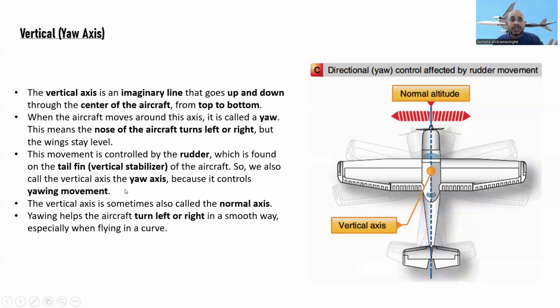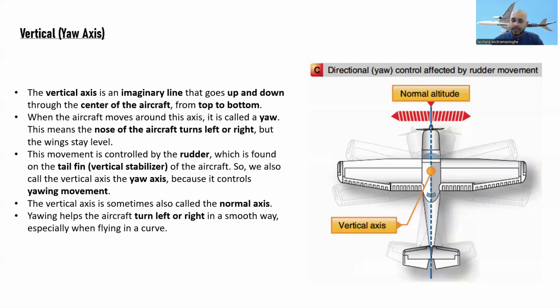We also call the vertical axis the yaw axis because it controls yawing movement. Remember, the vertical axis is sometimes also called the normal axis. Yaw helps the aircraft turn left or right in a smooth way, especially when flying in a curve. When the aircraft is going like a curve, this one has to be used.